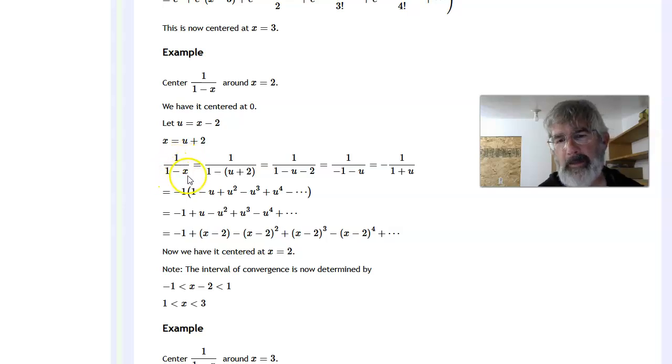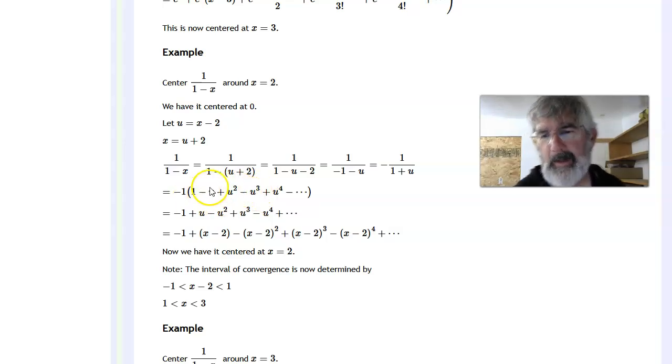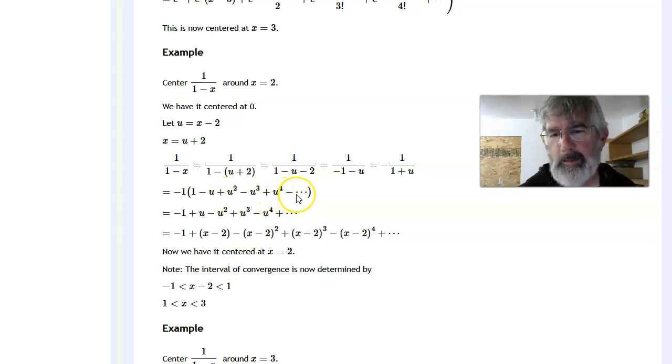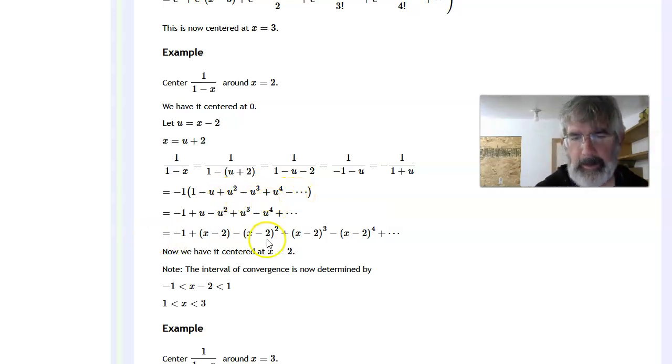1 over 1 minus x, I'm going to replace the x by u plus 2, distributing the minus sign in there, gathering some like terms, factoring out the minus from the bottom, and I've got negative 1 over 1 plus u. But hey, 1 over 1 plus u was the alternating sum here, right? With a minus sign, these were all plus signs, but because this is a plus, now these become alternating. 1 minus u plus u squared minus u cubed plus u to the 4th, and so on. Distributing the minus back in, I've got minus 1 plus u squared plus u cubed minus u to the 4th.